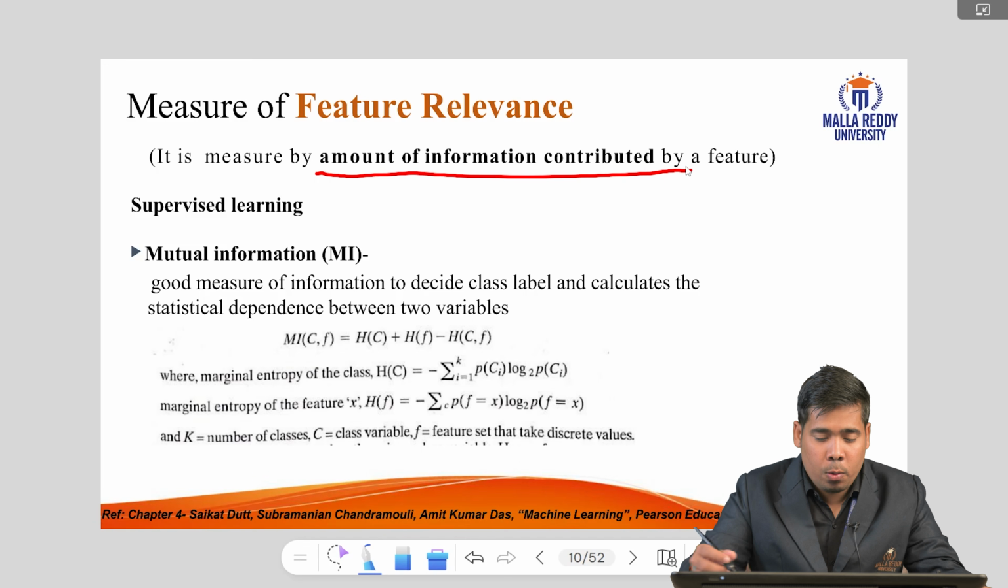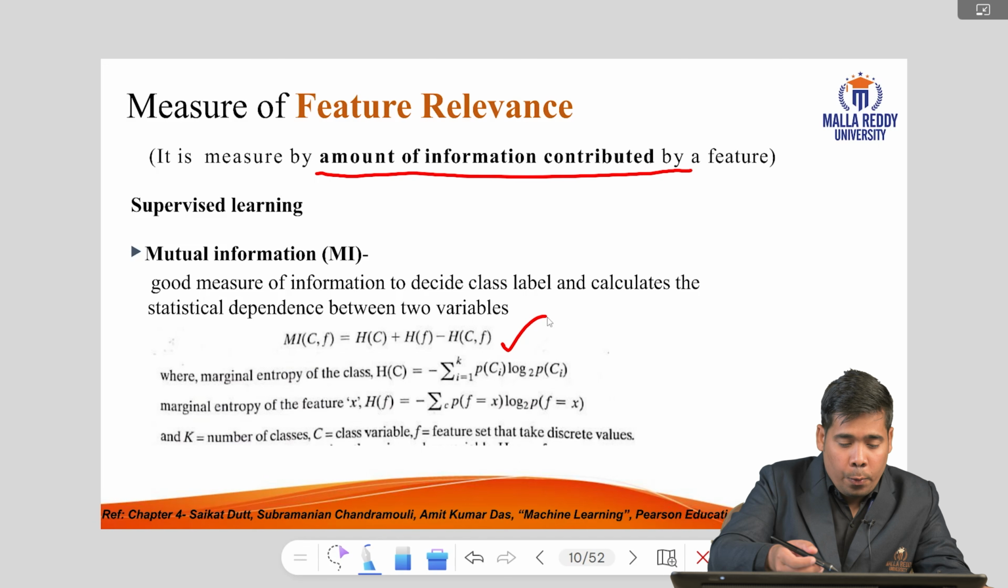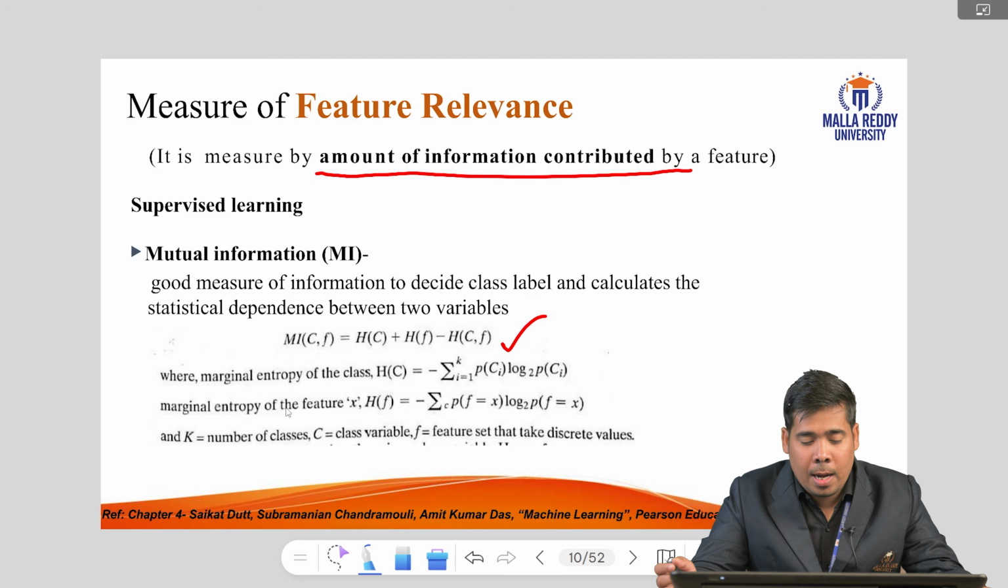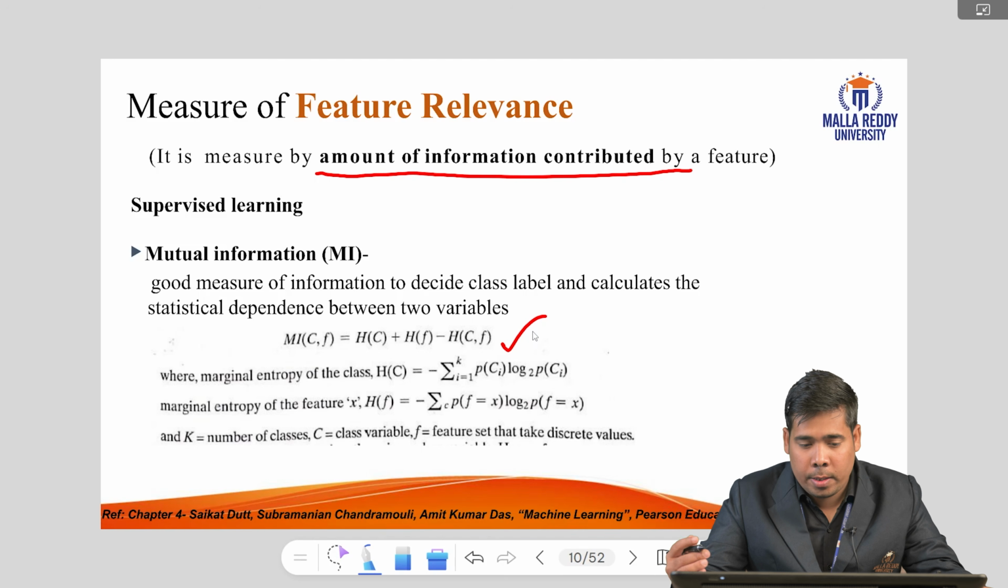In this, we use this formula to calculate the statistical dependence between two variables, where the marginal entropy of the class is represented by H(C) and the marginal entropy of the feature is represented by H(F). With the help of this formula, we can calculate the mutual information. If the mutual information value is high, then we can keep that feature in our input features, in our original data set.